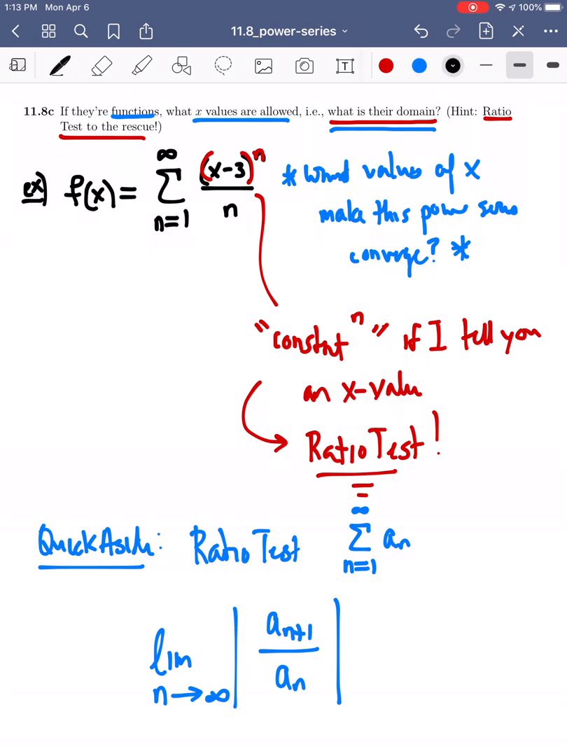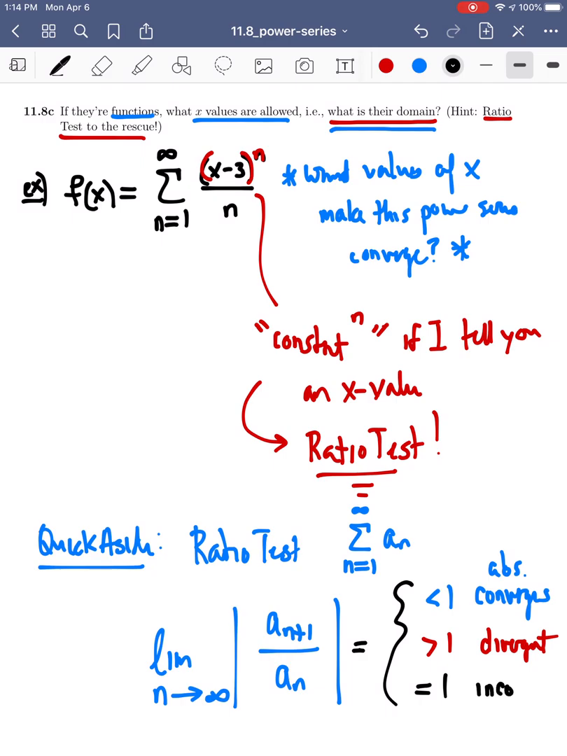And there's three things that can happen. When this ratio is less than 1, our series is absolutely convergent. When this limit is greater than 1, it suggests our series is divergent. And the third case was when it's equal to 1, it's inconclusive. So that's just a quick refresher on ratio test.